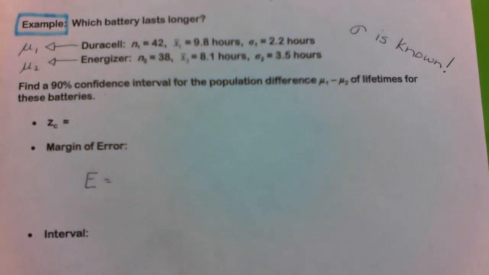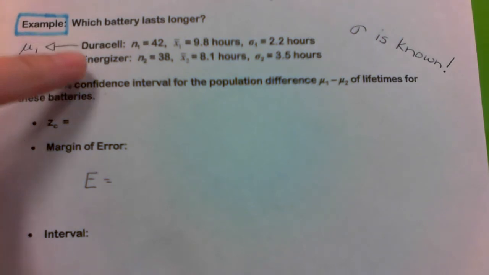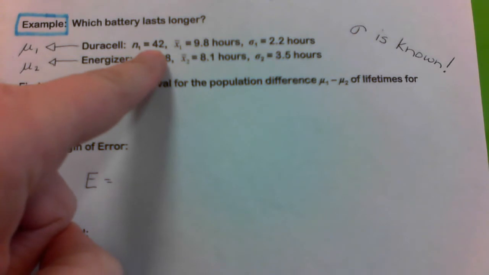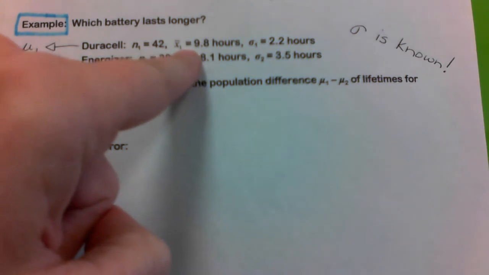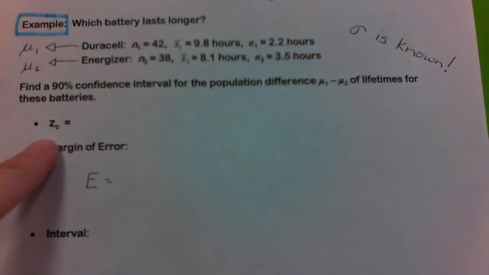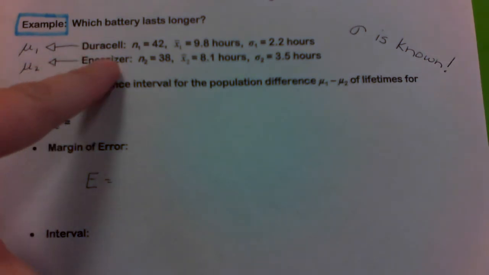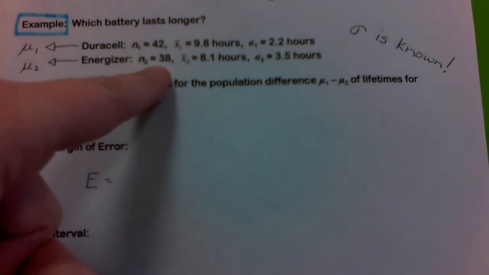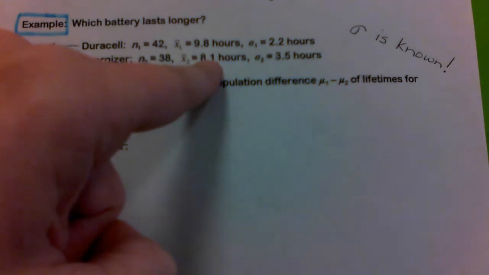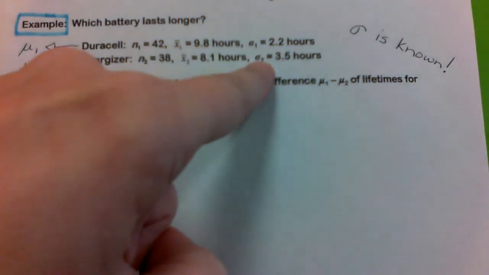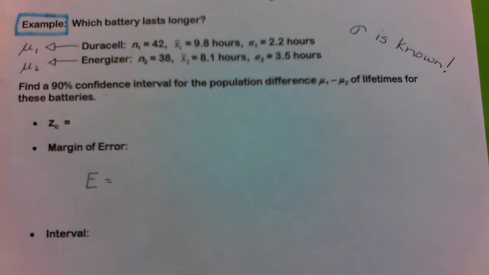Okay, it says, which battery lasts longer? So we have two populations. We have Duracell, which is population 1. It gives a sample size of 42. Its sample mean is 9.8. And notice sigma is known. That is important because we know now we'll use z sub c. Energizer is population 2, so my second sample size is 38. Its sample mean is 8.1, and again, sigma is known, 3.5 hours. So, since sigma is known, we know we use z sub c.